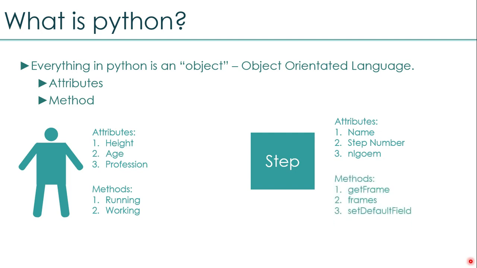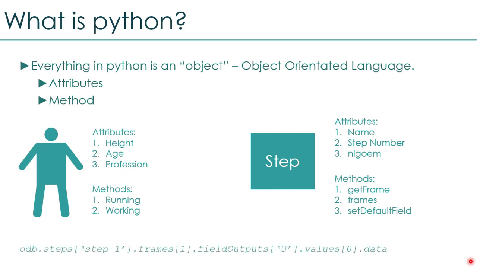So what can you do with it? There are some methods, actually various methods. These are some basic ones, like getFrame. You can use this method to access a particular frame in that step. The other one is frames. This gives you the array of frames, so whatever number of frames the step has, it will give you all the step frames. And the last one is setDefaultField. You can define any default field, and whenever you switch to this step, you will see that default field there.